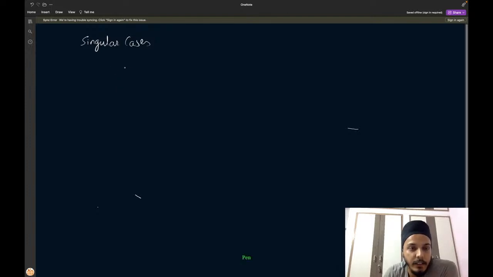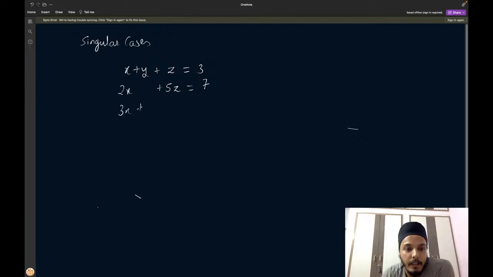Let our set of equations here be x plus y plus z equals 3, 2x plus 5z equals 7, 3x plus y plus 6z equals 9. So these are the three equations. Now these three equations form a singular case. Let us name this equation 1, this equation 2, and this equation 3.